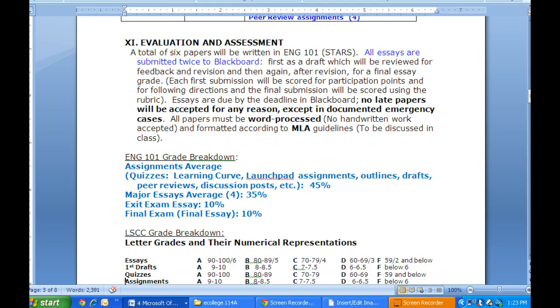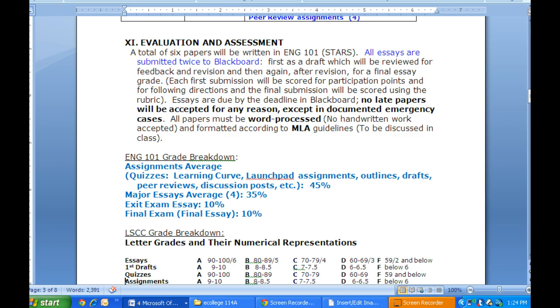Okay, your grade breakdown, your assignment average, and that's an average of a lot of small assignments, the Learning Curve assignments, Launchpad assignments, outlines, drafts, peer reviews, discussion posts, quizzes, etc., etc. That's 45% of your grade. So it's kind of participation. If you're doing the work and coming to class and keeping up with the work, that's 45% of your grade right there. And it's pretty easy to do well on those. So a good 45% of your grade is really just keeping up with the day-to-day.